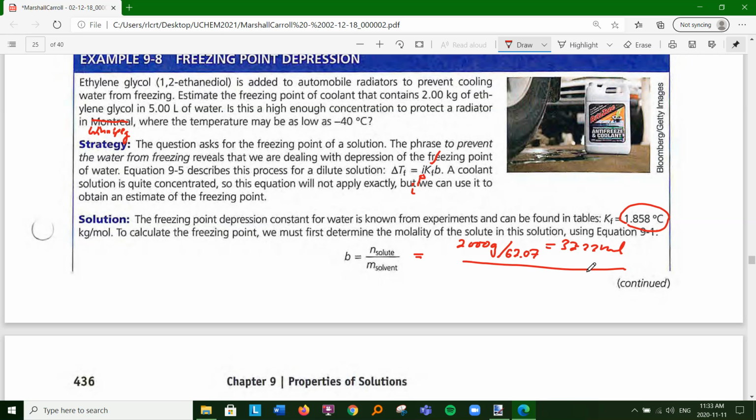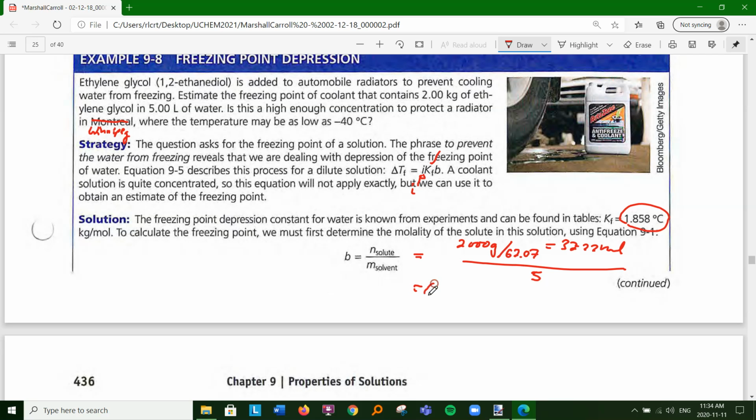Kilograms of solvent, 5 liters of water. Each liter is a kilogram, right? It's 1 gram per mil. So if I multiply by 1,000, I get 1,000 grams in 1,000 mil. 1,000 mil is a liter. 1,000 grams is a kilogram. So 5 liters is 5 kilograms. Okay, so 32 over 5. It's a bit more than 6, right? That's a big molality, but that's what it is. 6.44.